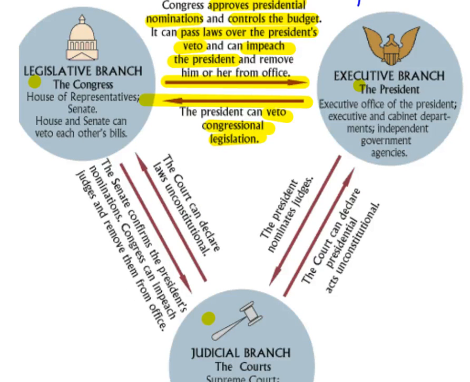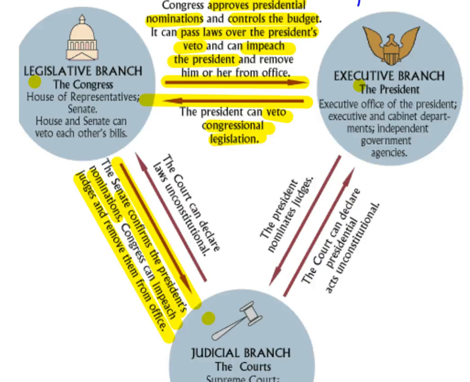All right, so now let's talk about the legislative branch checking the judicial branch. The Senate confirms the president's nomination, so the president will nominate somebody for the Supreme Court, and then the Senate has to approve or not approve. And if they approve, then that's called the confirmation hearing, and they confirm, and that person can go to the Supreme Court. If they don't, then the president has to try to find somebody else. And then Congress can impeach judges and remove them from office. That happens very, very rarely.